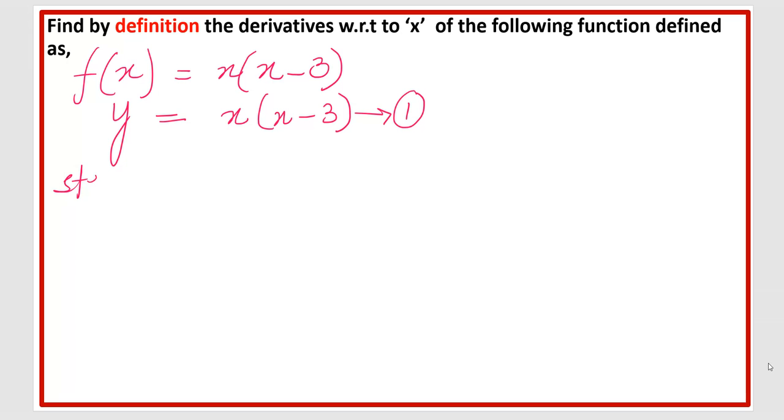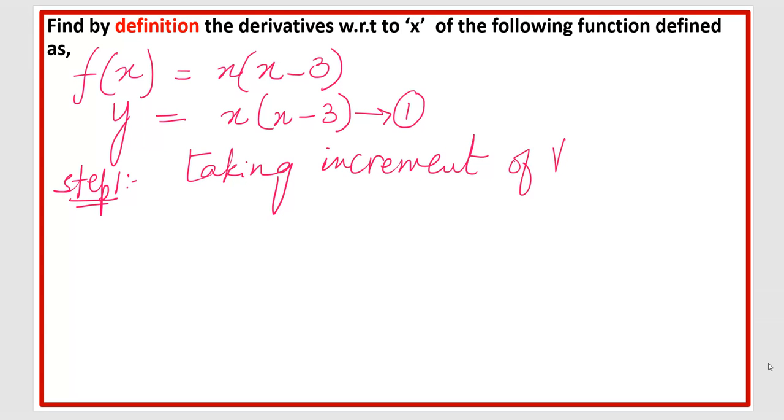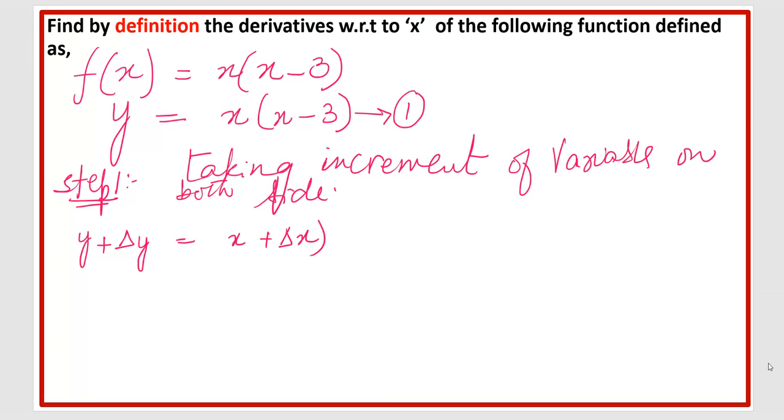For this question, we have 4 steps. First step, you have to take the increment of variables on both sides of the equation. See here we have y, so we will add something to y, that is delta y. Here we have x, so you have to add delta x. Same thing here, we have x, so x plus delta x, and then negative 3.